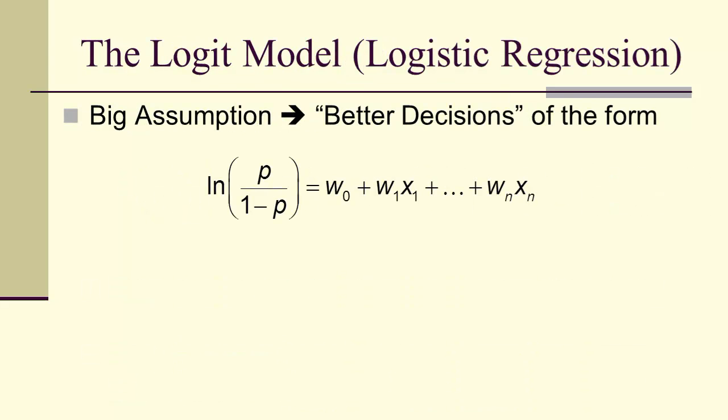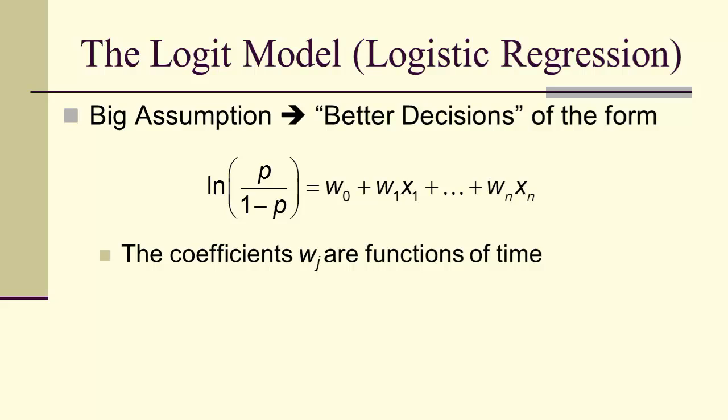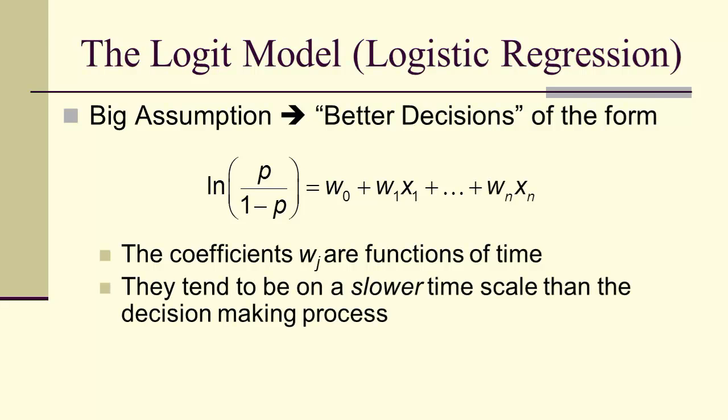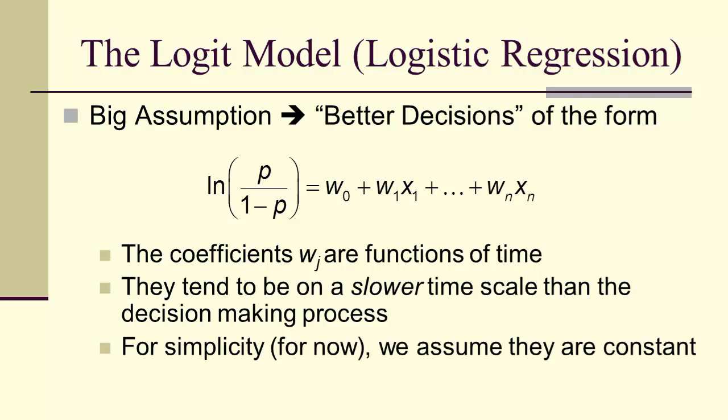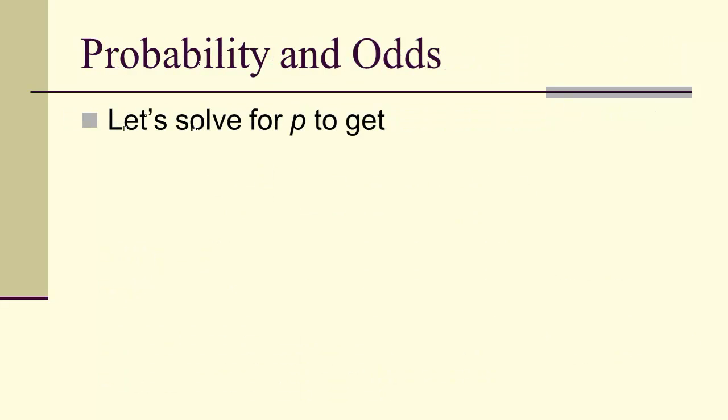So our big assumption leads to the idea that better decisions will be of the form the natural log of P over 1 minus P is equal to this linear combination of the features. The coefficients are functions of time, but they tend to be on a slower time scale than the decision-making process. So for right now, we're just going to assume that they're constant. And so beta is W0 plus W1 x1 up to Wn xn.